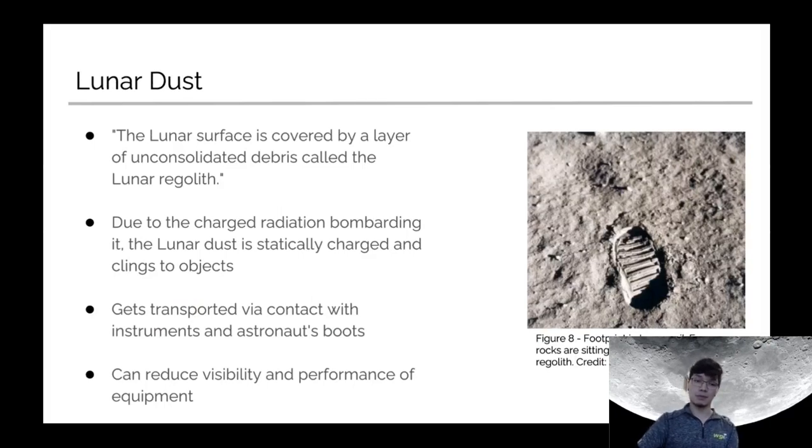Now time for lunar dust. So, a direct quote from one of our sources: the lunar surface is covered by a layer of unconsolidated debris called the lunar regolith. And due to the charged radiation bombarding the moon, the lunar dust is statically charged and clings to objects. And so this means that it's going to get transported via contact with any scientific instruments that we send to the moon, along with any astronaut's boots.